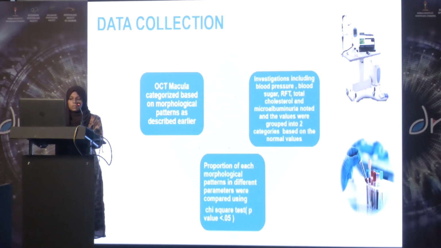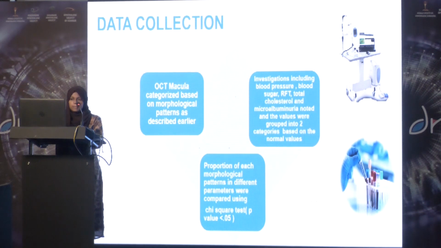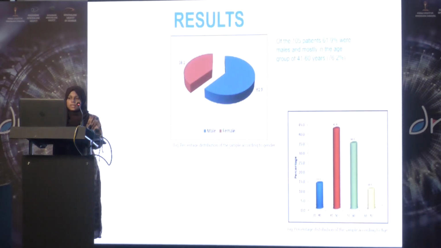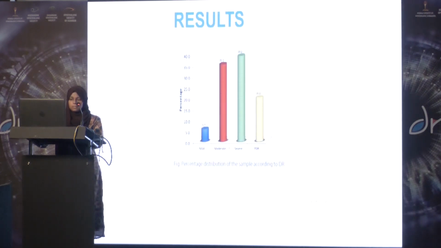The proportion of each morphological pattern in different parameters was compared using the chi-square test, and those with a p-value less than 0.05 were considered statistically significant. Coming to the results, out of 105 patients, 61.9% were males and the majority were in the age group between 41 to 60 years. Most of the patients had diffuse retinal thickening, followed by serous macular detachment and cystoid macular edema. Severe and moderate NPDR were found to be the most common stages.